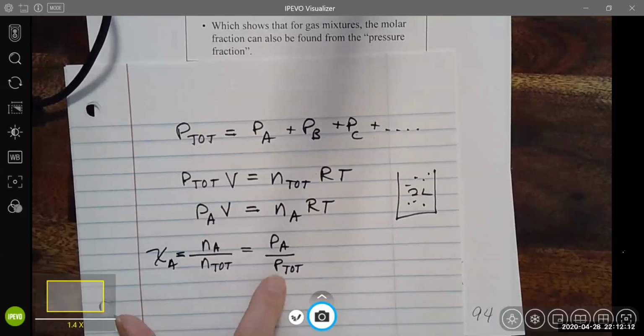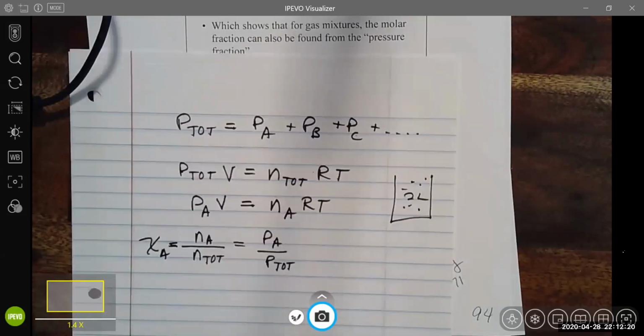We have a total pressure, so we could use that. We can calculate the moles of nitrogen. Do we have moles total? If you look back at the equation, I'm trying to see, this one for sure we can use. Can we use this one?